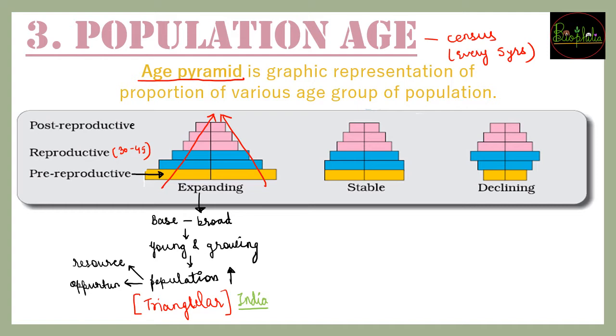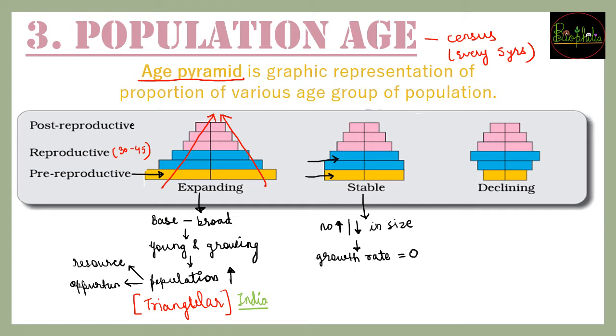The second type is a stable pyramid or a stable graph. In a stable pyramid, the population of pre-reproductive and reproductive is almost the same, and because of that it is stabilized growth. That is, there is neither an increase nor a decrease in population, and no changes will occur in some period of time. That means the growth rate is going to be zero. So in the future, the population will neither increase nor decrease. That is going to be a graph of a stable population.